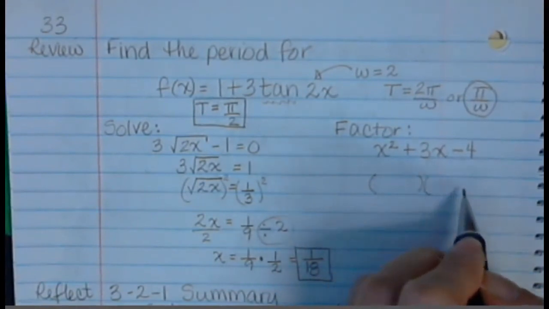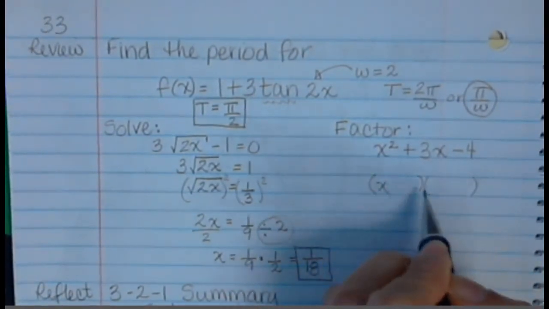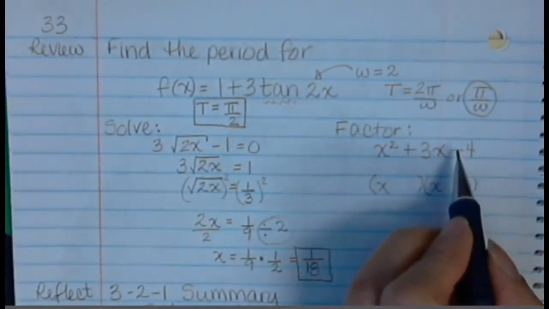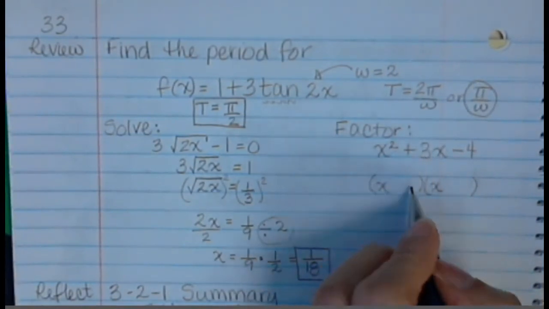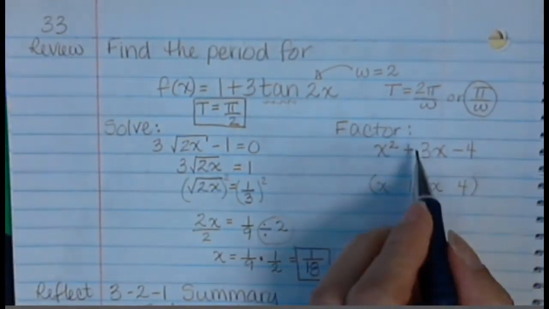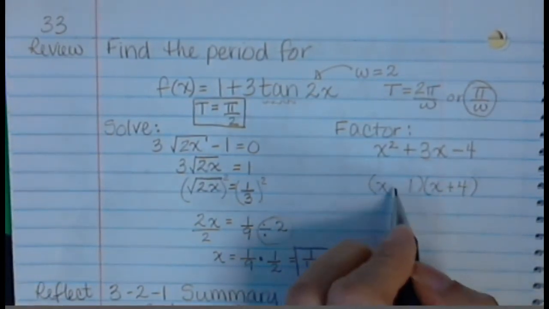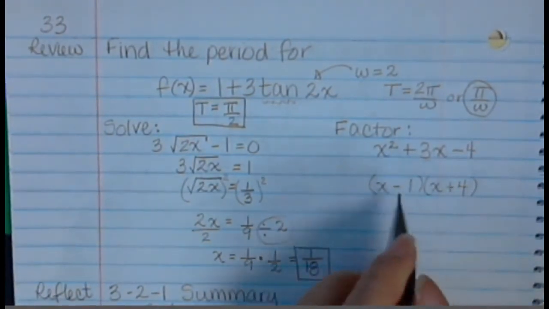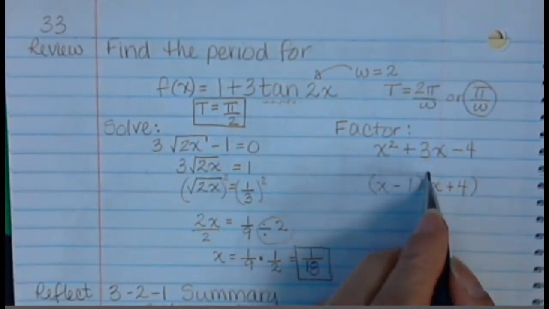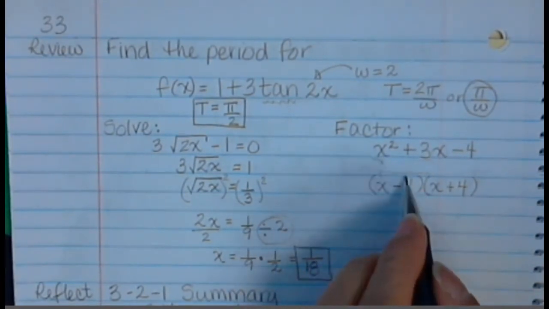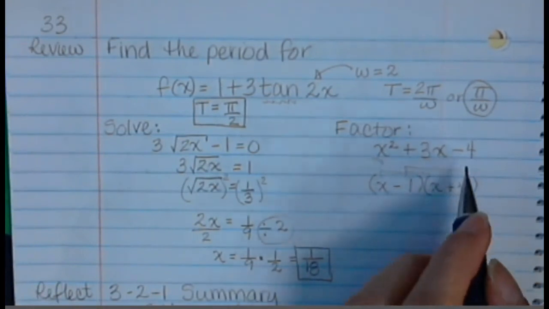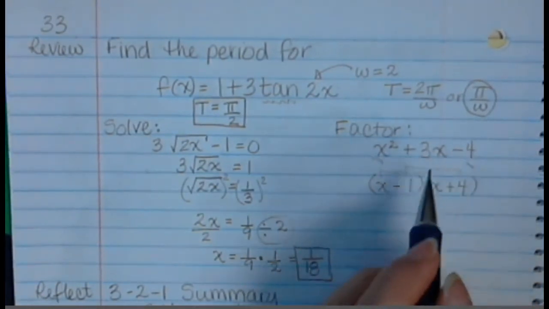The last one I'm going to do is to remind you about factoring. In this case, I have x squared, so I'm going to do x and x. Factors of 4 that subtract to 3 are 4 and 1. Because the 3 is positive, I need the bigger number to be positive, so I have a positive 4 and a minus 1 here. To double check, I know x times x is x squared. Negative 1 times a positive 4 does indeed equal a negative 4.